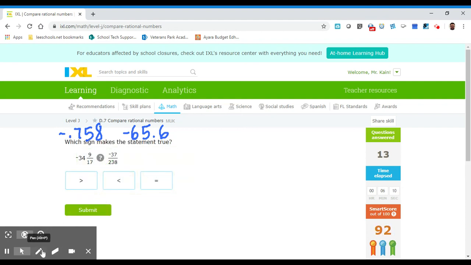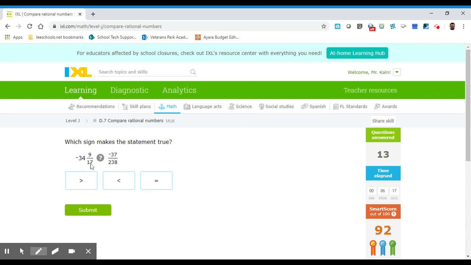Okay, so let's do another one. One more, last one. So this is negative 34 and 9/17. This is a fraction, which when we divide 37 by 238, we get negative 0.155. Which one of these is closer to 0? It's going to be this one, right? So don't forget, when you get to these, the closer it is to 0, the bigger the number is.